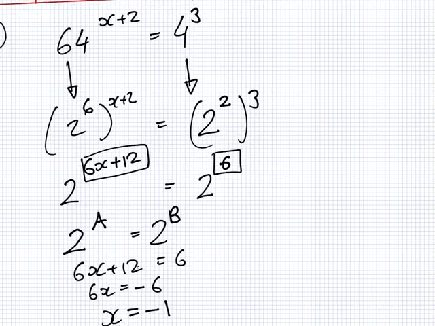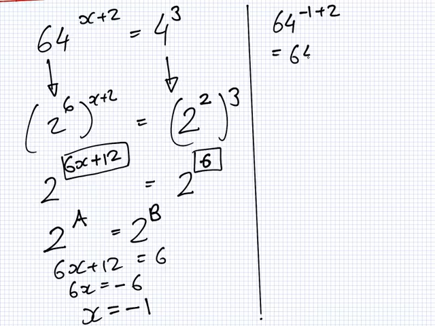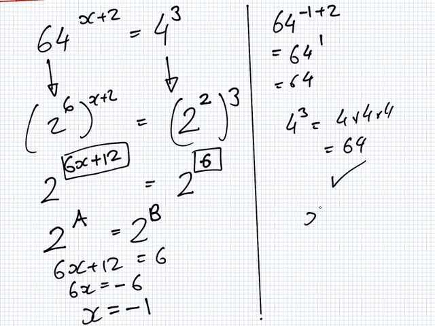It's always good to check these answers. So let's check. 64 power minus 1 plus 2, that equals 64 power 1, which is 64. And then 4 cubed is 4 by 4 by 4, which is 64. So yes, x equals minus 1 is an answer. You don't need to check in the exam. I'm just checking to show you because it's our first example. So the answer here is x equals minus 1.